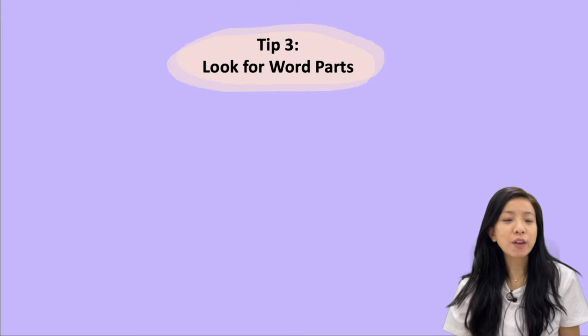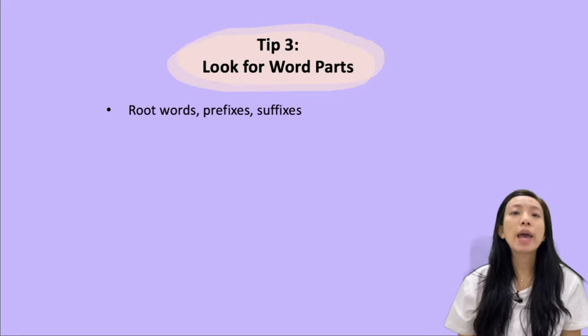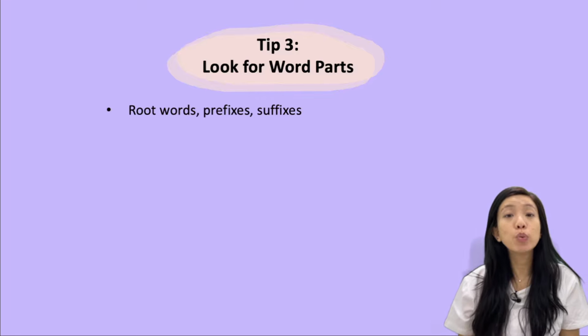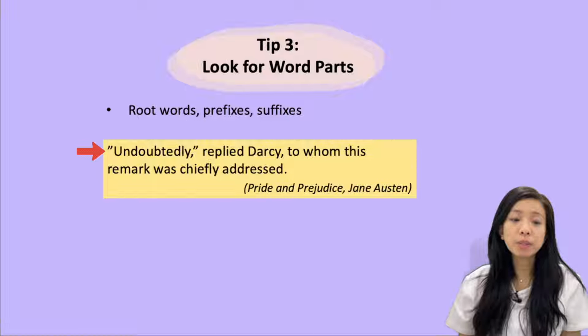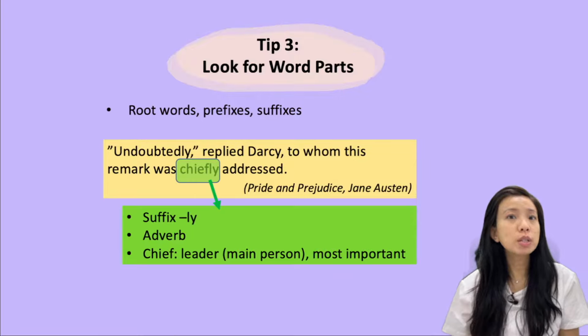In tip 3, we have to look for word parts. And what I mean by word parts are like root words, prefixes, and suffixes. Let's look at a third example. Undoubtedly, replied Mr. Darcy, to whom this remark was chiefly addressed. So notice the word chiefly has the suffix ly.